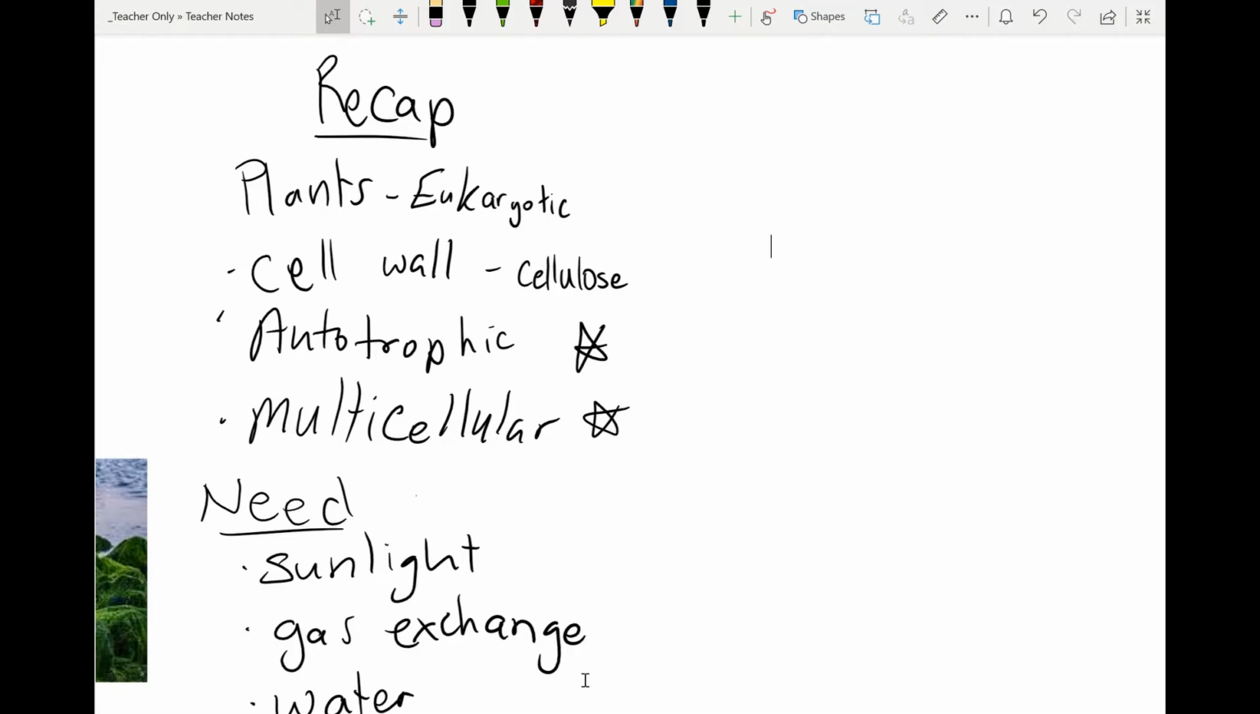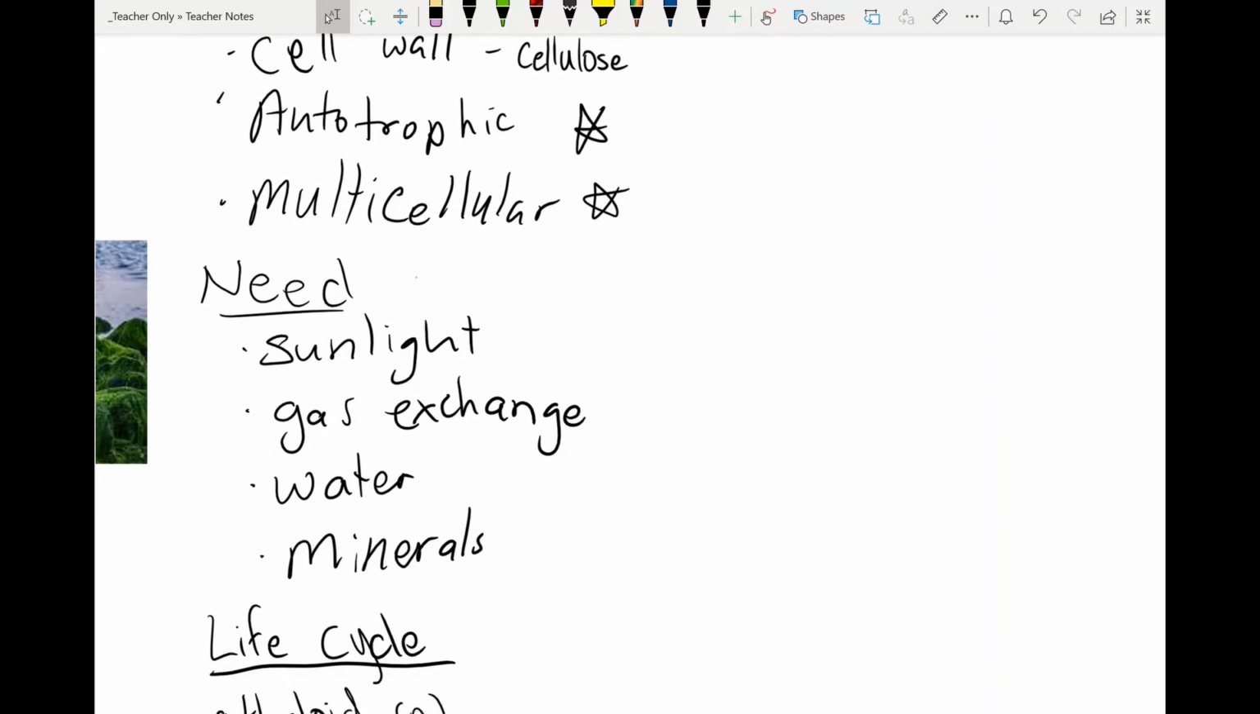Again, there are some exceptions, so algae kind of fit into this unicellular version, but for the most part, what we consider plants are multicellular organisms. Next up, what they need: sunlight. This is for photosynthesis. Gas exchange, so they trade CO2 and oxygen. They also perform cellular respiration, so they need both oxygen and carbon dioxide. They need water, which is a component of photosynthesis. And finally, they need minerals. They need other things to make proteins, enzymes, DNA, etc.